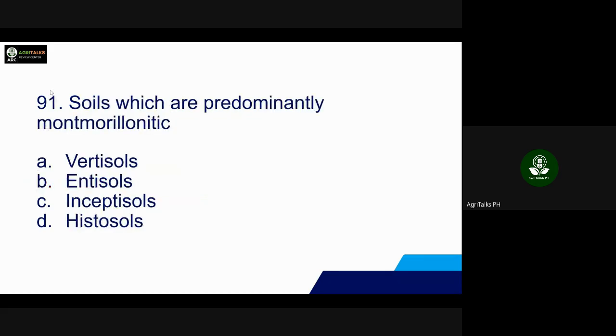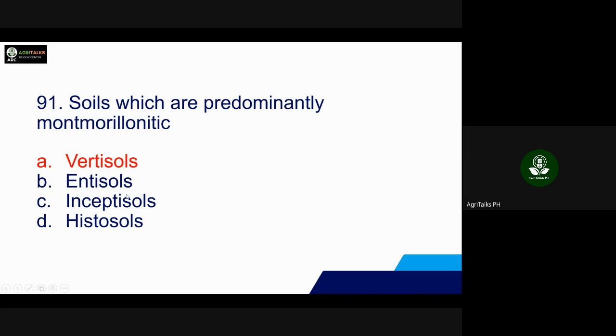91. Soils which are predominantly montmorillonitic. A, vertisols, B, entisols, C, inceptisols, D, histosols. We discussed that one in the previous questions. The correct answer is vertisols. Vertisols are cracking soils. They crack because of a higher amount of clay, since clay is plastic. The type of clay found in vertisols is montmorillonite, a very expanding clay.